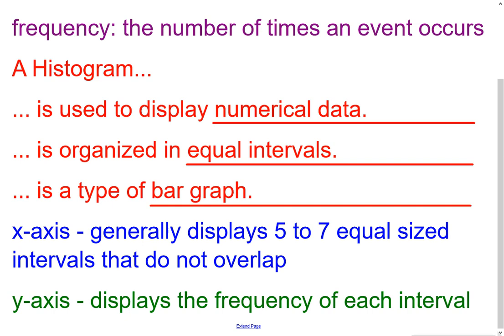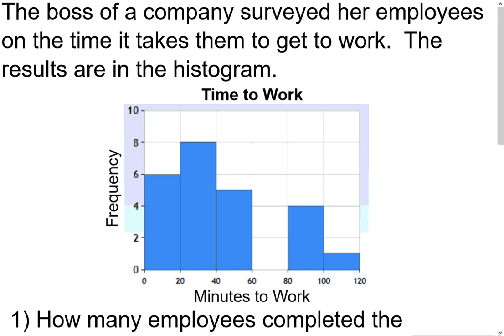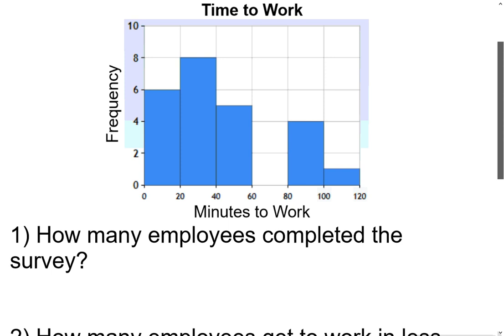So let's use that information to help us read this bar graph here. So we have a boss that goes out, surveys his employees, wants to know how long does it take you to get to work. And all the employees responded, and this is the results. So I have some questions here to help us read and interpret this bar graph. The first one is, how many employees completed the survey?